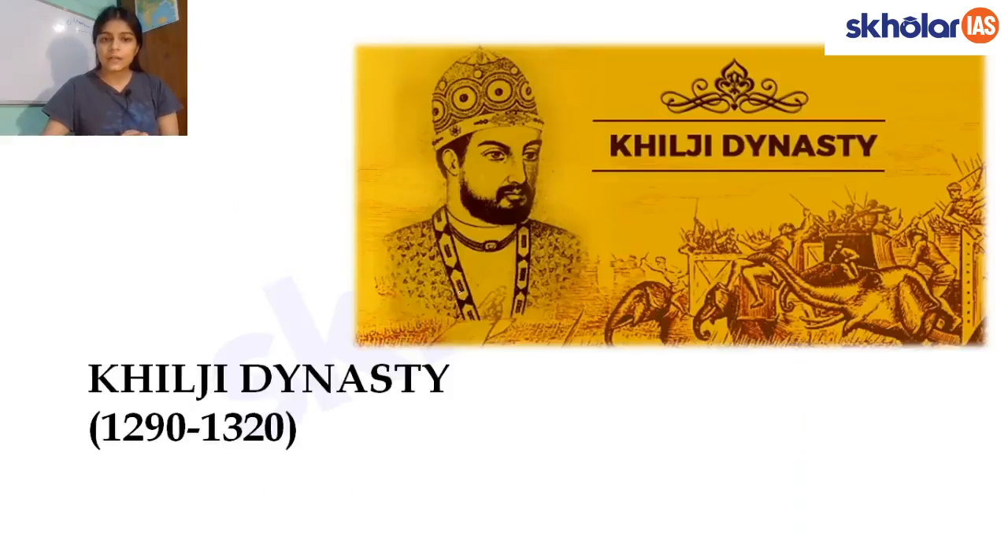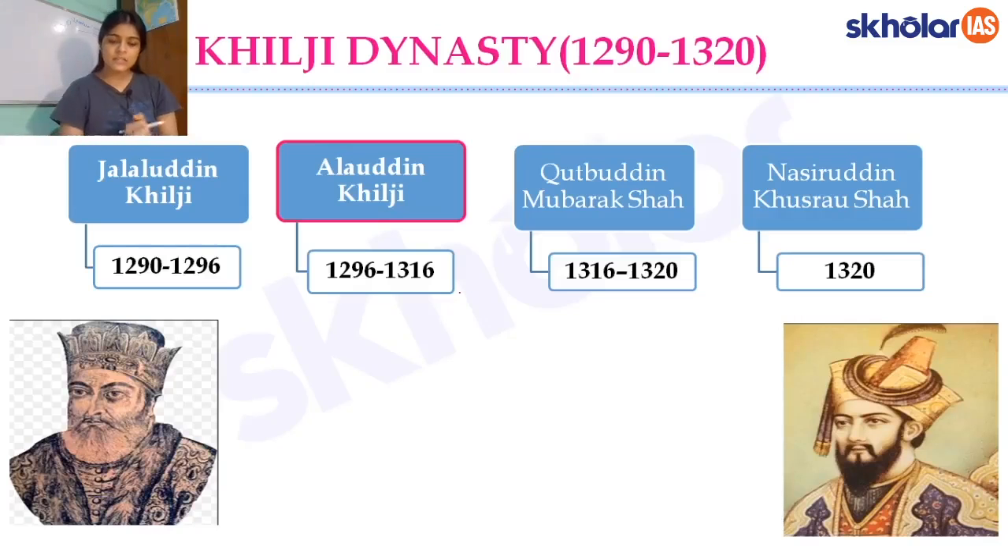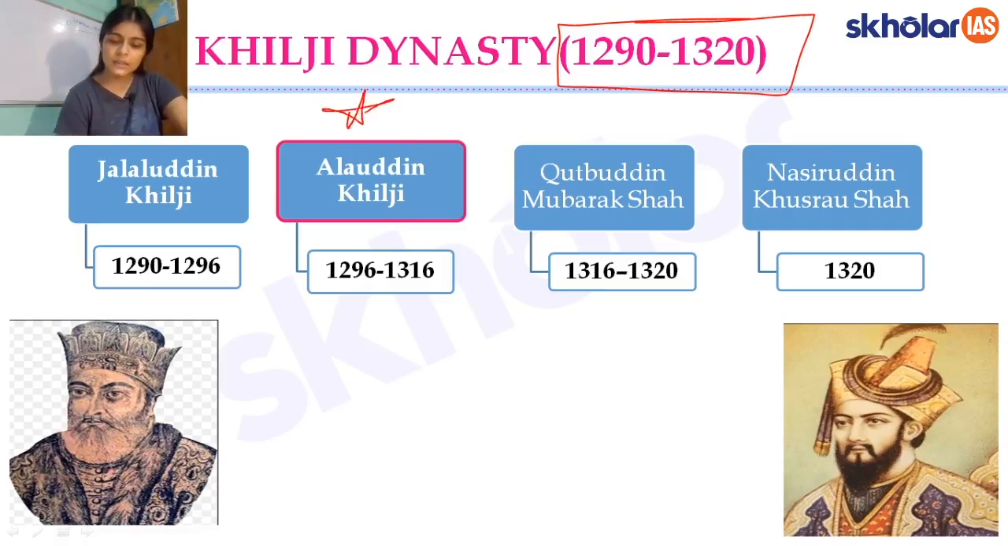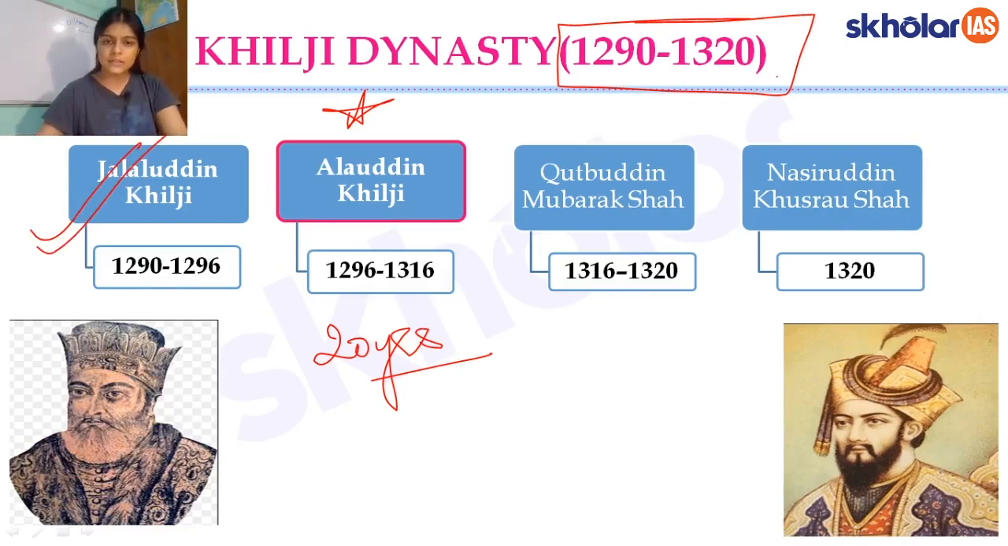Starting with the Khilji dynasty, the time span is 1290 to 1320. You can see the time span is not too long, it is around 30 years, and there are 4 rulers, the names of which I have put here. Only Alauddin Khilji is the one that I have star marked or highlighted, and he had a reign of around 20 years. The rest are not so important except Jalaluddin Khilji, because he is the founder of the Khilji dynasty.